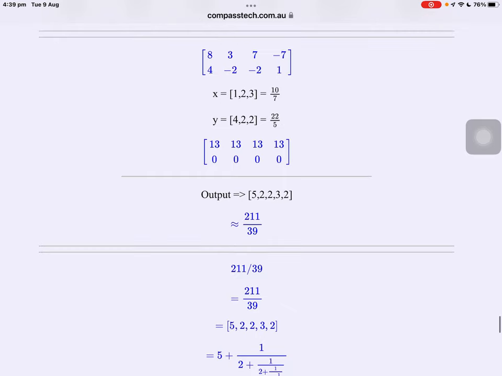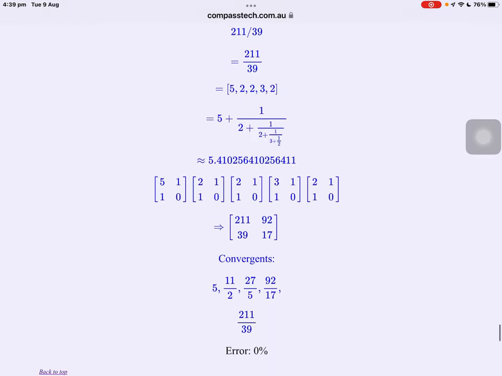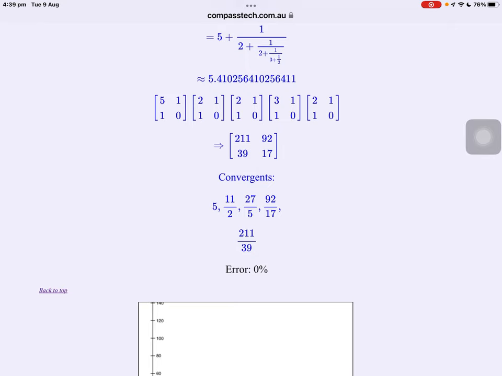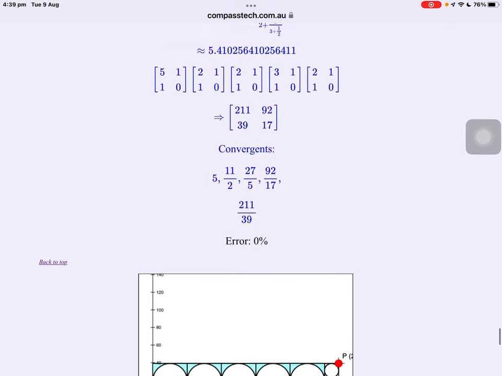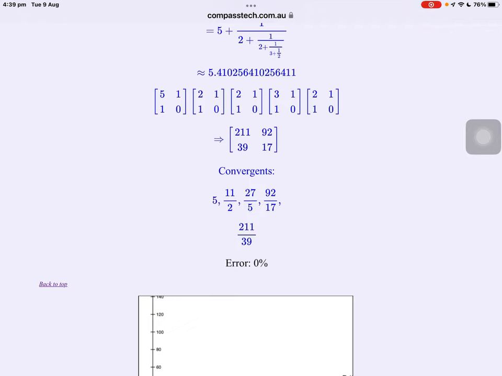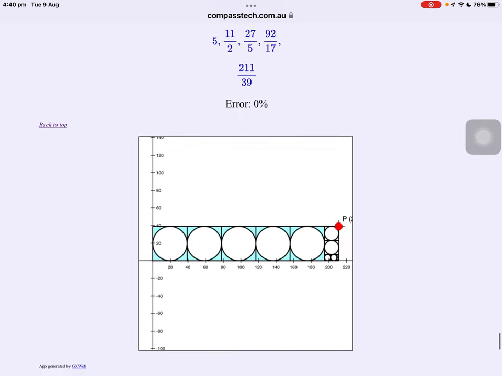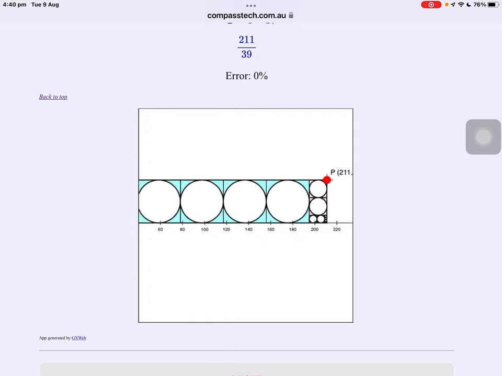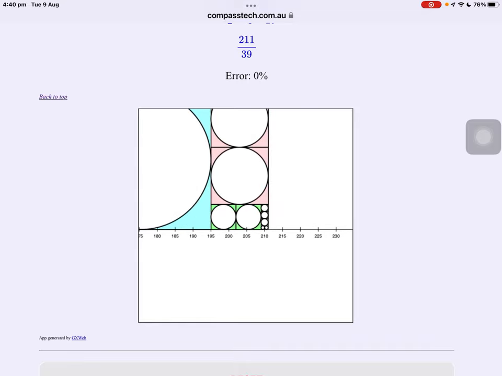And we see the result, 211 over 39. The convergence is an interesting and relevant part of the package here. How quickly do we approach our result? In this case, it took 4-5 steps. Okay. By the way, the continued fraction for 211 over 39 is very nicely represented graphically in this way. You see the first term 5, then 2, then 2, then 3, then 2.